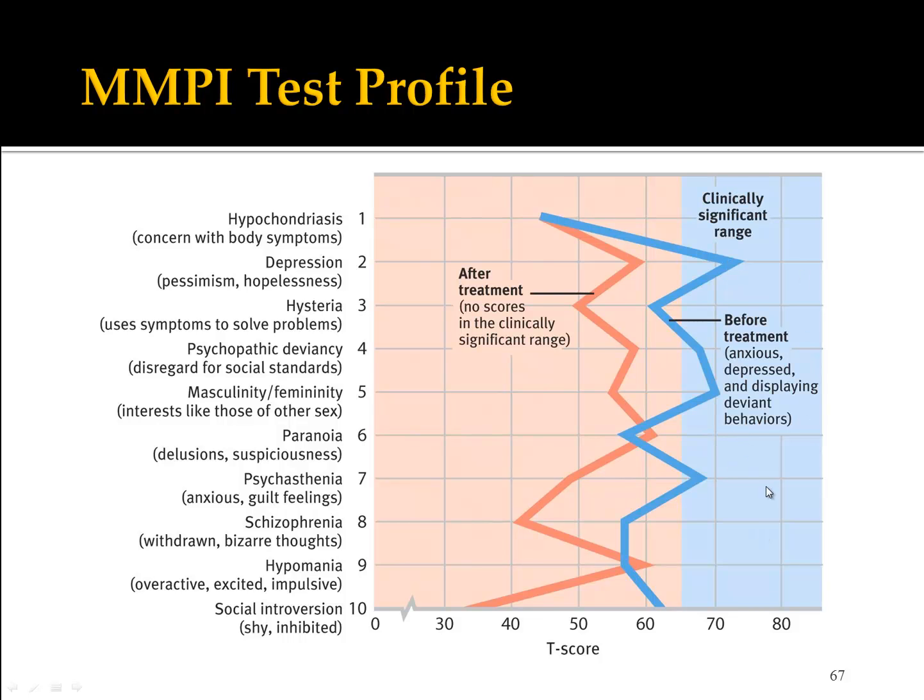As you can see, when we get out here into the blue range, this represents what we call the clinically significant range, which means that, on average, these are higher scores than you would expect. And so this person here, this higher than average score would represent that they're suffering from depression. This score down here would tell us that there's some masculinity, femininity issues going on. And down here we see some anxiousness or guilt. What we don't see is concern for body symptoms. They don't think that they're always ill or getting sick or things like that. Psychologically, what we call somatoform disorder.